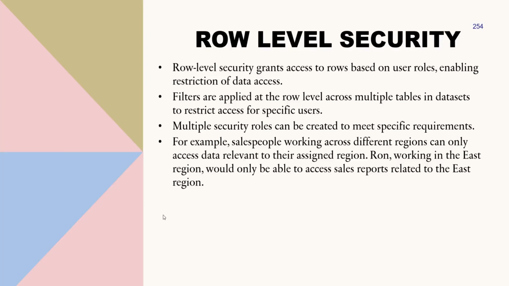For example, we have salespeople working across different regions in the country. Ron, who works in the East region, can only access the sales report for the East region. To achieve this, we can use row level security. Now let's move forward to Power BI and see how we can set up the row level security.